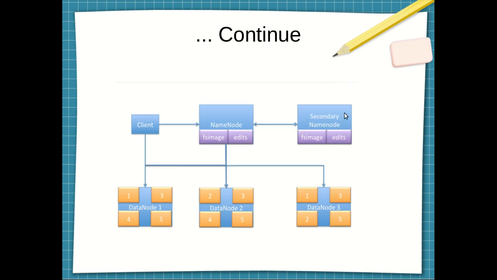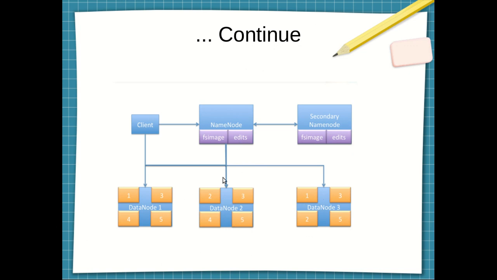So this is how the internal architecture of an HDFS cluster looks. You can see we have the name node with FS image and edits, the secondary name node with FS image and edits, data node 1, data node 2, data node 3, and these are the blocks: 1 3 4 5, 2 3 4 5, 1 3 2 5. These are the blocks.